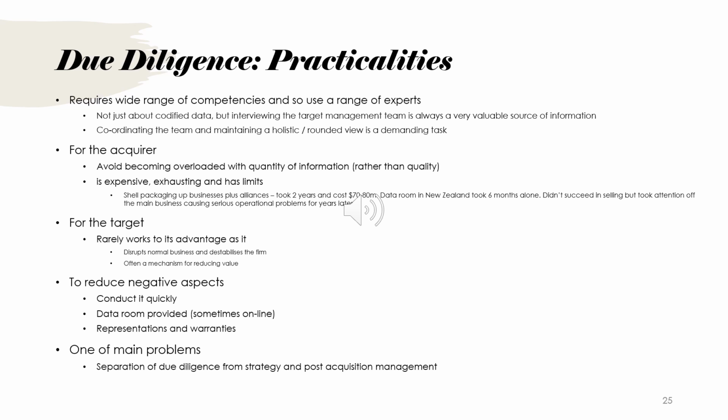If you want to try and reduce those negative aspects, then really try to conduct due diligence relatively quickly. Sometimes these days data is provided online, which might give you easier and quicker access. And you can cut some corners by using representations and warranties. But be careful, just because things have representations and warranties, it still leaves room for mistakes and errors, and this is not a perfect remedy for not doing due diligence properly.